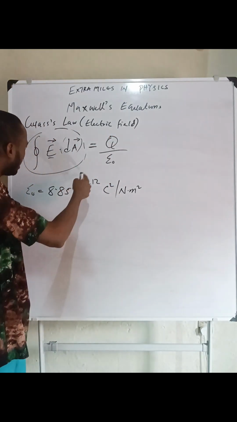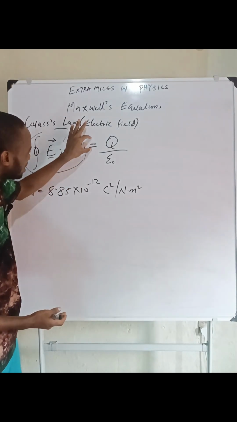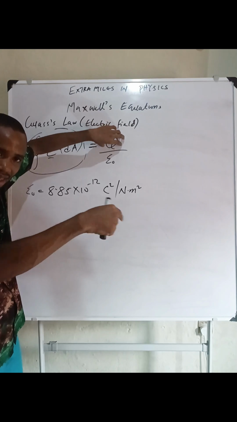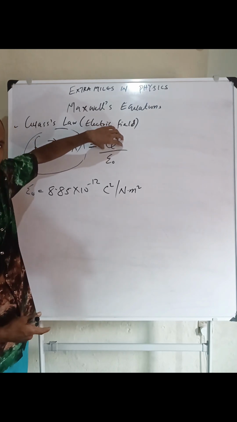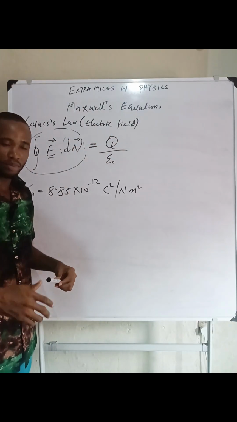That the magnitude of the electric field over a closed surface is always dependent on the quantity of charge in that closed surface, in that field, in that environment. Hope this is clear. You're free to drop any question you might have in the comment section.